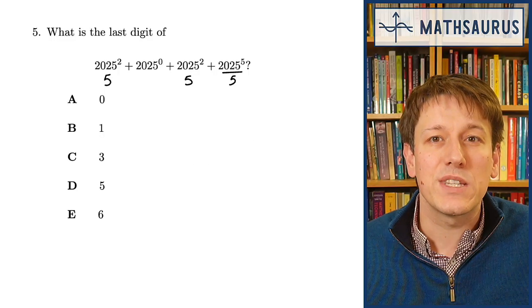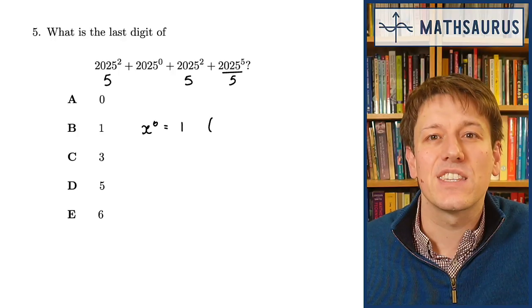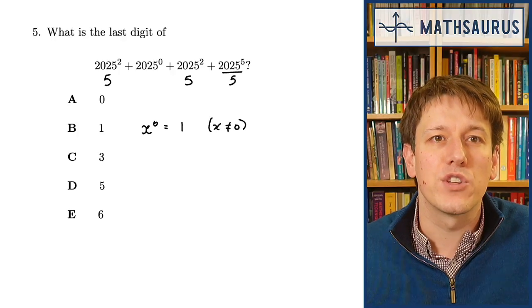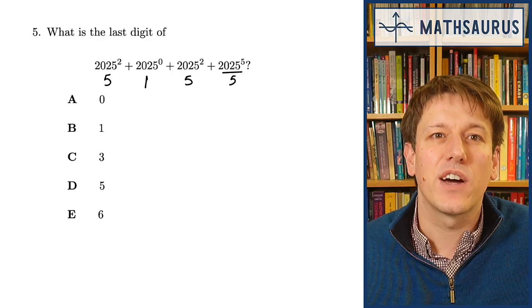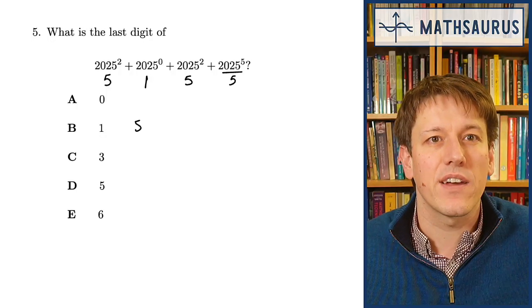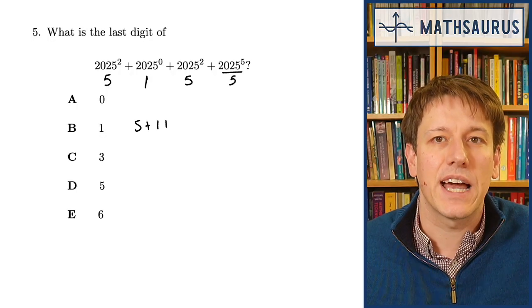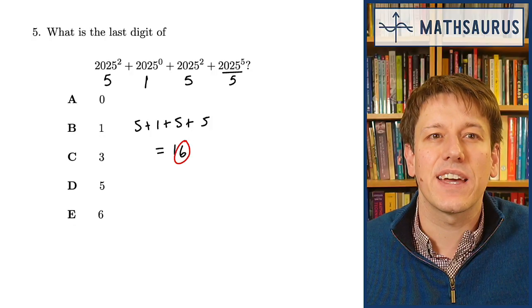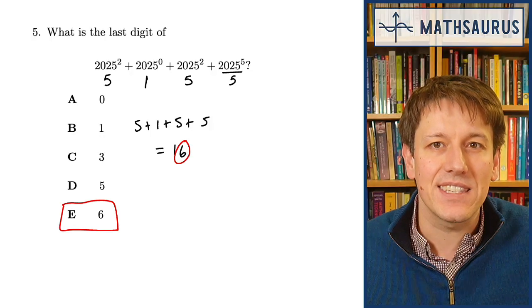So we've just got 2025 to the 0 to think about, but x to the 0 is always equal to 1, except when x is equal to 0, of course, when it's undefined. So 2025 to the 0 is equal to 1, and then the last digit of this sum will be the sum of the last digits. If you imagine adding those all together, I'm going to get the same last digit as if I just add 5 plus 1 plus 5 plus 5, which gives me 16. The last digit of that is 6, and so the answer here is E, 6.